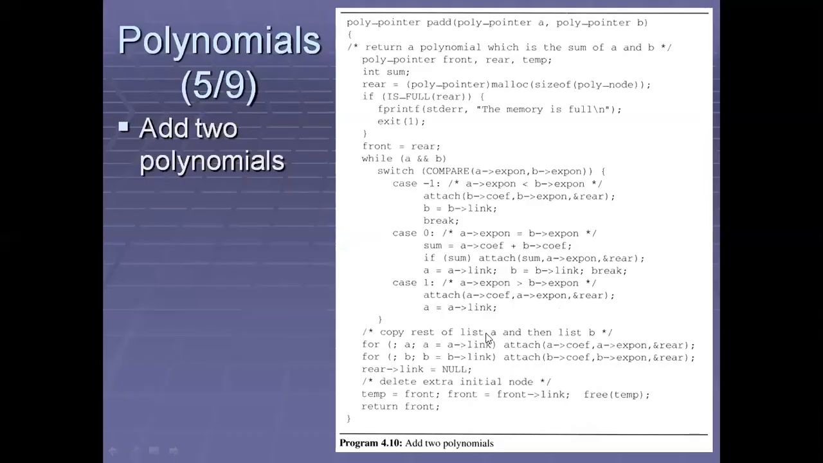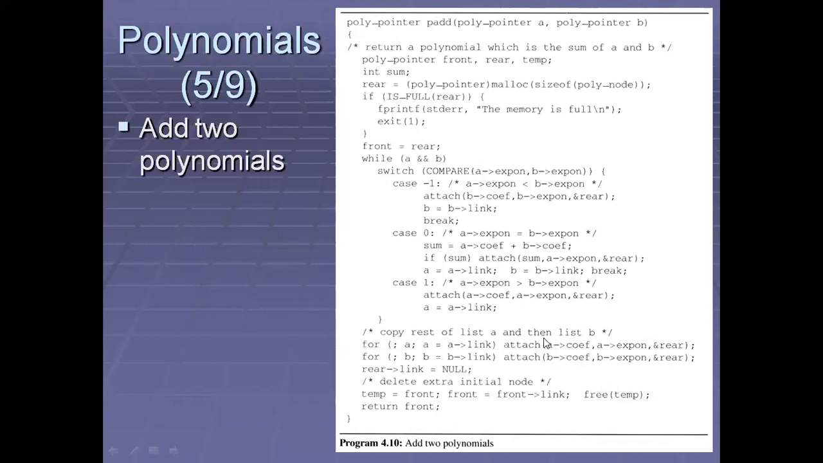Next, copy the rest of list A and then list B. So here, for A is A of link, attach A of coefficient, and B of coefficient, and A of link. After doing all these things, in this switch case I am comparing the exponents. After comparison of all exponents, if in link A some are left, or in link B some are left, I will add them to the final result. That's what he is doing: copy the rest of list A and then B to the linked list.